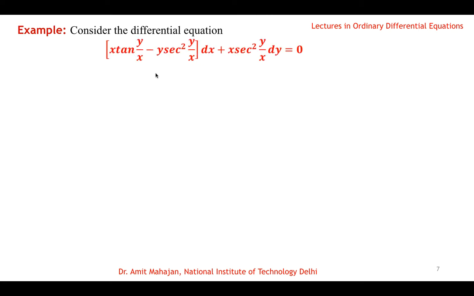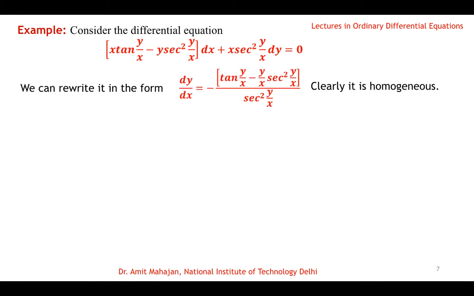So let us take another example. Say consider the differential equation x tan y by x minus y secant square y by x dx plus x secant square y by x dy is equal to 0. If I rewrite this equation, dy by dx can be written by taking this to the other side and dividing by dx and by this term: minus tangent of y by x minus y by x secant square y by x over secant square y by x. Clearly everywhere the term is of the form y by x, so it's some function phi of y by x. So clearly it is homogeneous.